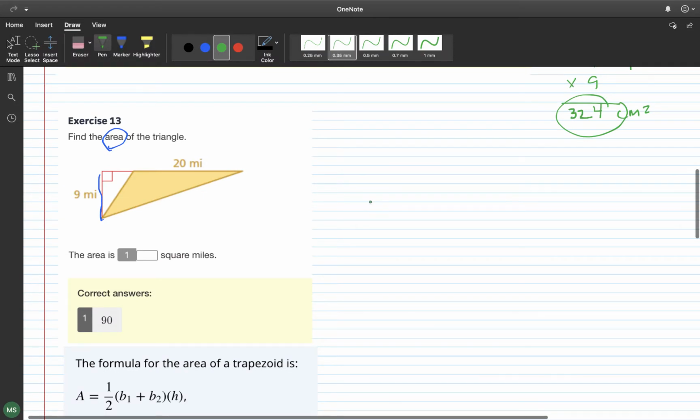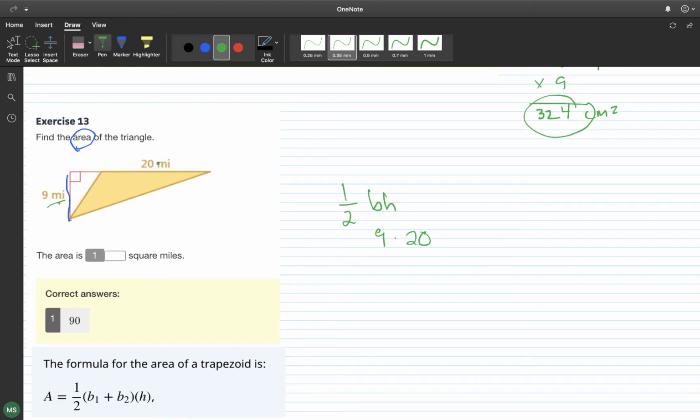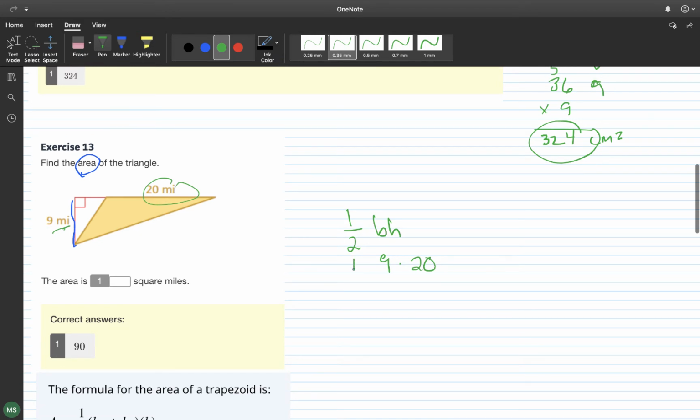Find the area of the triangle, so 1/2 base times height. So my base is 9 and my height is 20. Well, then I'm gonna have to half something, and I'm way too tired to half 9, so I'm simply gonna half 20. I know half of 20 is 10. Okay, keep my 9, and then I just simply multiply across to get 90.